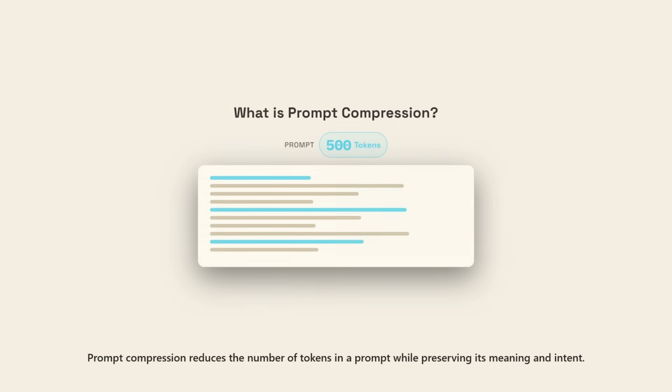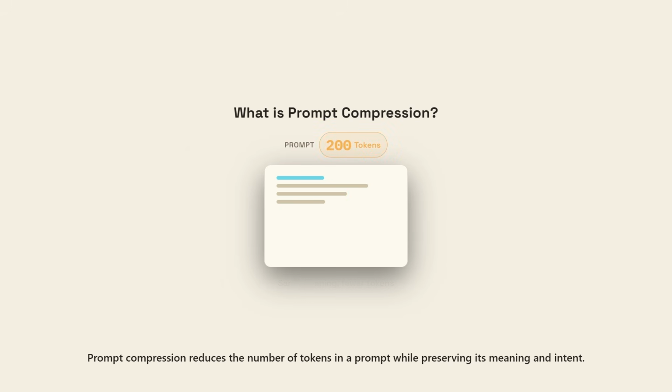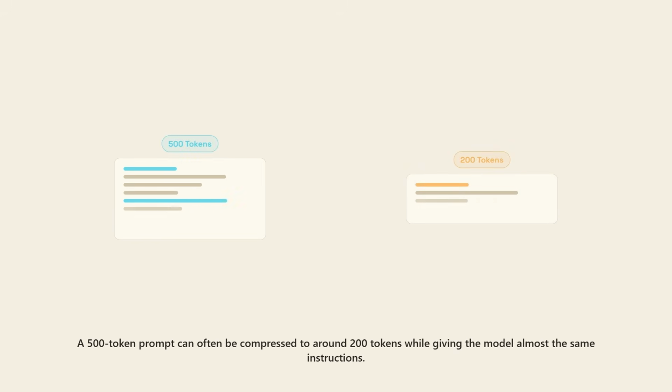Let's understand what prompt compression is. Prompt compression is the process of reducing the number of tokens in a prompt while preserving its meaning and intent. For example, a 500-token prompt can often be compressed to around smaller tokens like 200, 300, etc., while still giving the language model almost the same instructions.